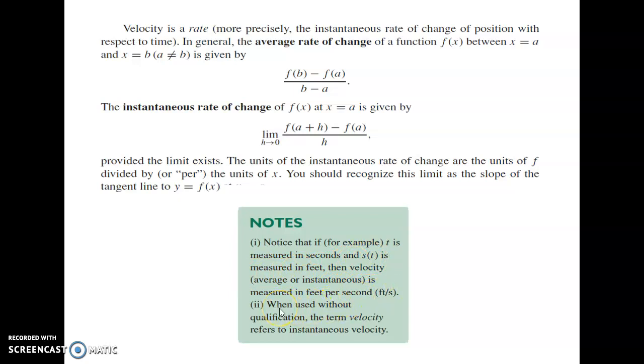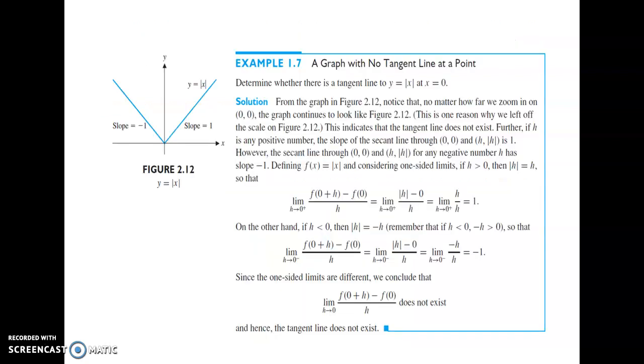And one more important thing is that whenever we use the word velocity, it means I'm talking about the instantaneous velocity. If it is not instantaneous velocity, we will ask for the average velocity. So velocity means instantaneous velocity. Otherwise, if it is average velocity, we will ask to find the average velocity.